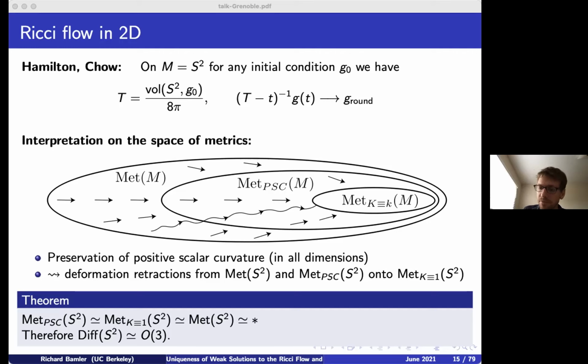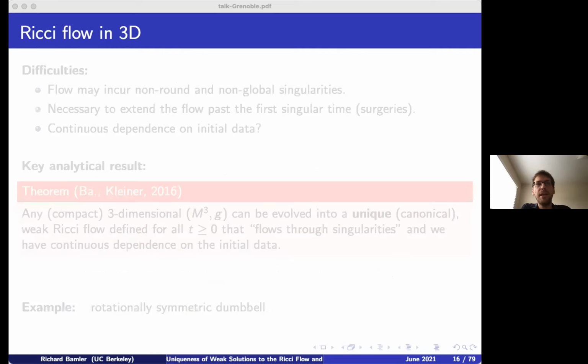Okay, so now we want to replicate this idea in dimension 3, and we'll see that in dimension 3 we'll be confronted with a lot of difficulties. So first of all, the picture is just not true anymore that the Ricci flow will always converge to some nice metric. So the flow may incur some non-round or non-global singularities. So we'll have to deal with this.